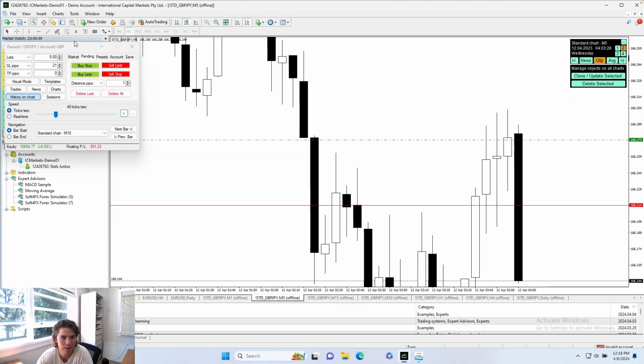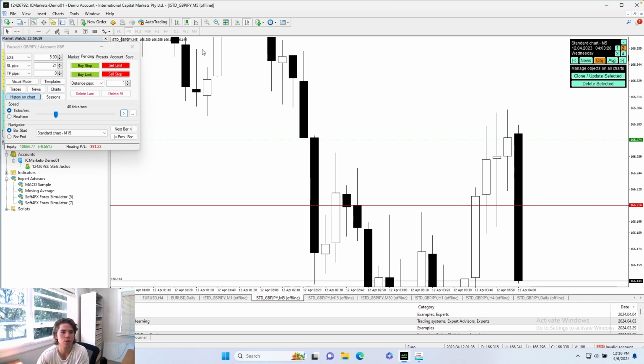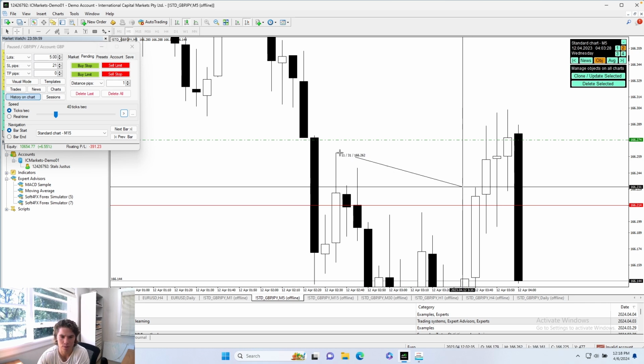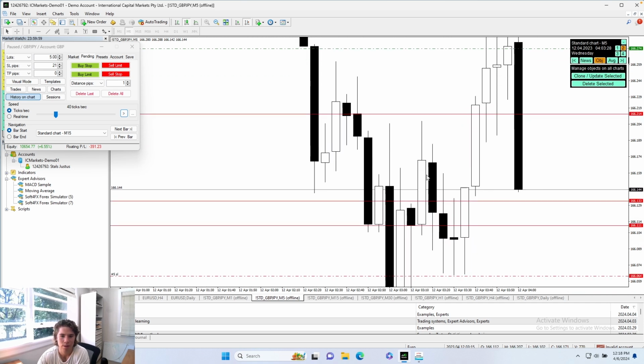I think we should have been more aggressive on that entry. We should have just entered here and used sort of these wicks to see how price is reacting, and then we could have scraped a break even. Instead of sort of trying to be very safe with it and enter on the break of these highs.